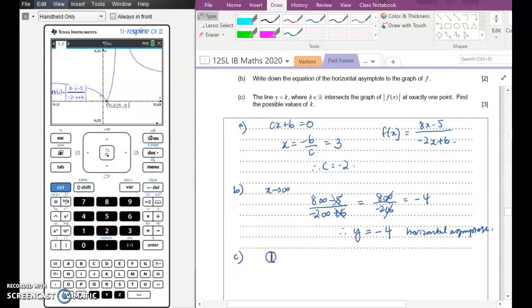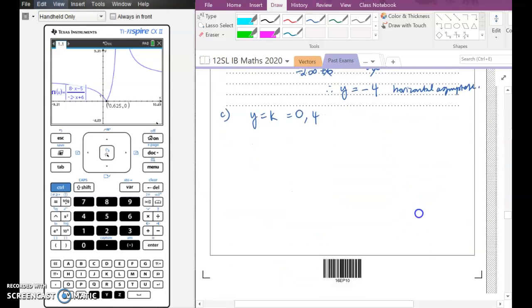That means y equals k when it's 0 at the minimum point, or 4, just from sketching your graph.